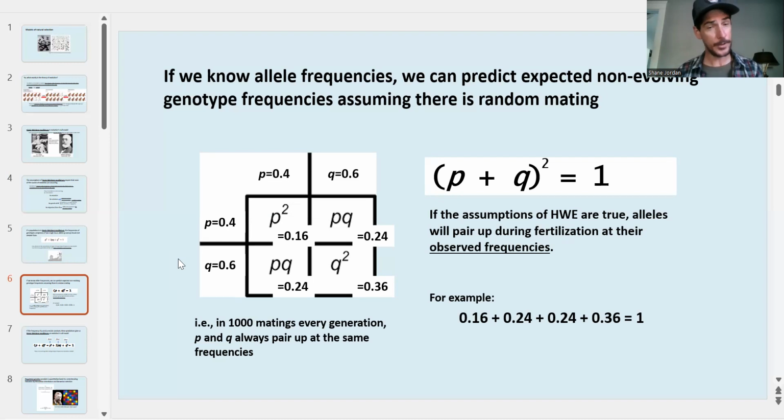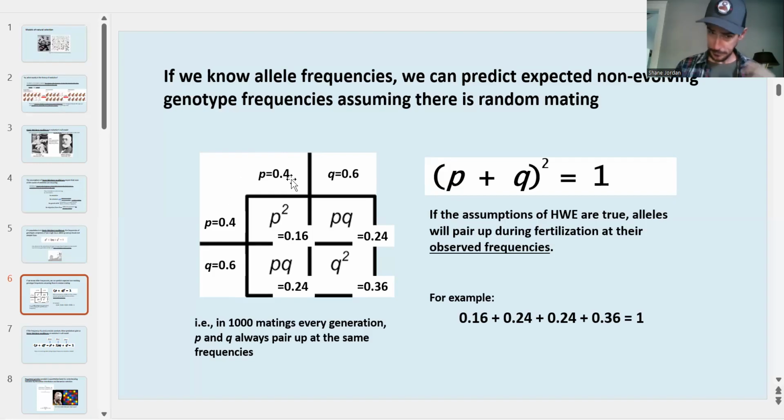If alleles are pairing up during fertilization at their observed frequencies, then we can generate the probabilities of different genotypes occurring. So, for example, we have in this example here 4 different genotypes. Well, there's really 3 different genotypes, but a couple ways to get at one of them. We have a genotype composed of 2 copies of P. We have 2 different types of genotypes composed of a copy of P and a copy of Q, and we have a genotype composed of 2 copies of Q. And if these are our given allele frequencies, let's say P equals 0.4 and Q equals 0.6, then the probability that we will have genotypes that carry 2 copies of P is equal to 0.16. That's the product of 0.4 and 0.4.